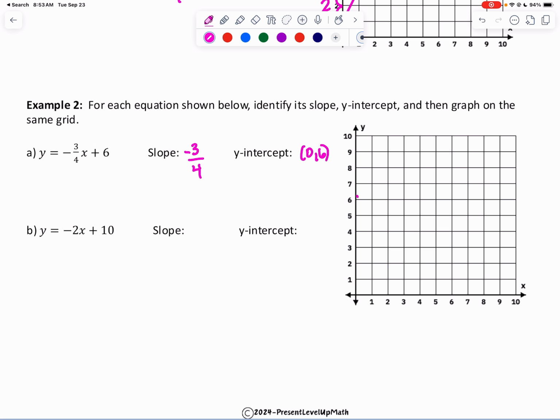So I'm going to start my line at (0, 6), put a dot, and then I want to talk about my slope. My top number is now negative. So instead of moving up 3, we will move our pencil down 3. Our 4 is a positive 4, so it'll still go to the right 4. From this dot, I want to move 1, 2, 3 down, and then 1, 2, 3, 4 over, and that's where my new point will be. So I went down 3 to the right 4. All right, so let me draw that.